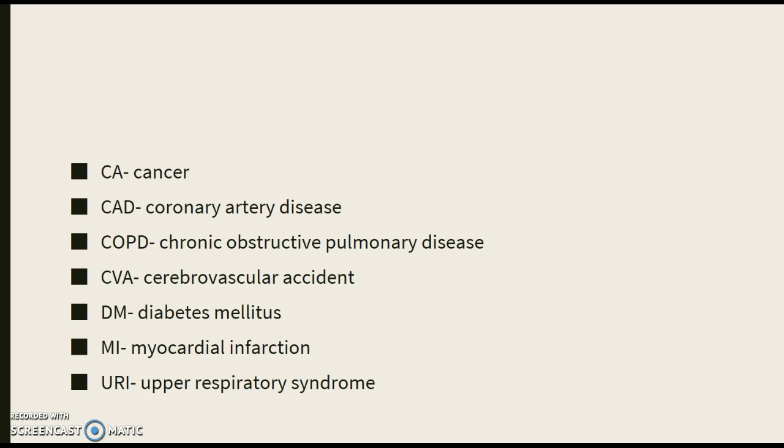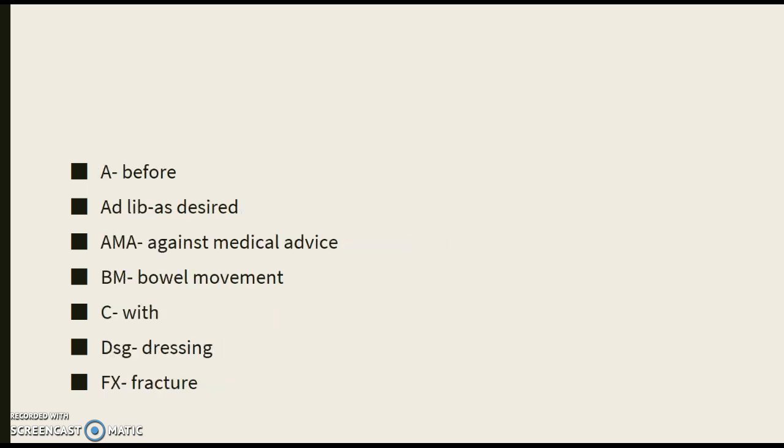MI is myocardial infarction, or a heart attack. And URI is upper respiratory syndrome. So this is where they're having like a sinus infection or something like that. Usually the A is a little a with a line over it. That means before. So give insulin a breakfast, AM meal. Up ad lib, I think we did already, but it's up as desired.